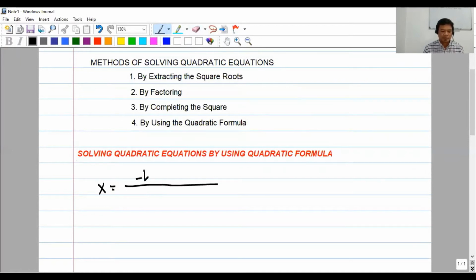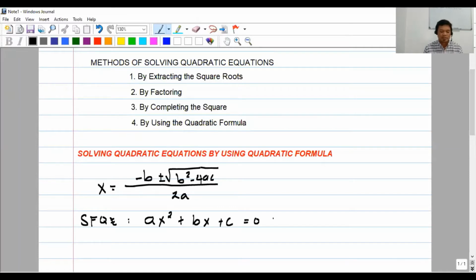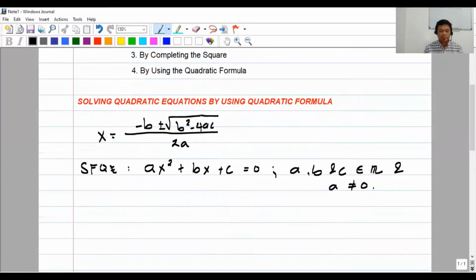negative b plus minus the square root of b squared minus 4ac over 2a. And our standard form of a quadratic equation is ax squared plus bx plus c equals 0, in which a, b, and c are elements of real numbers, and a must not be equal to 0. There are going to be three examples to be given.